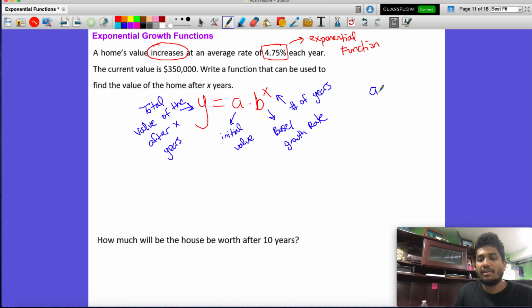So let's pull out here to decide: what is our initial value? It says that the current value is 350,000. Then the growth amount, how much is it growing by? Well, it's increasing by 4.75.